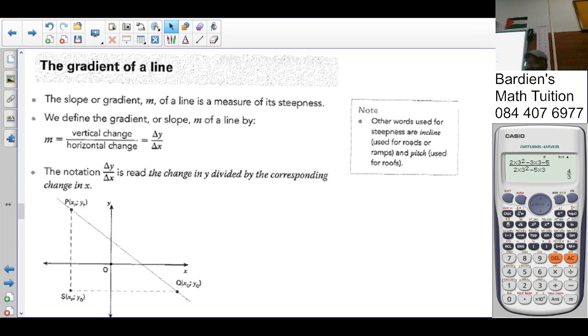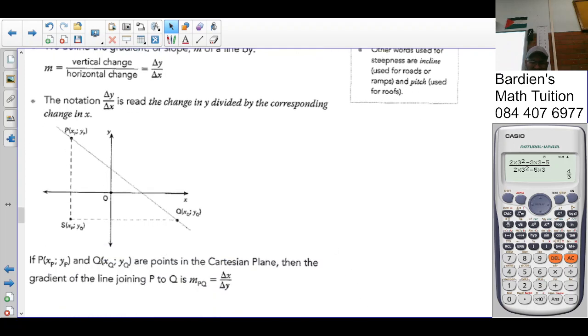Right, people, gradient of a line. This is on page 253. Let's just check here. Delta y over delta x. Delta x over delta y. That's a mistake here. Just checking your text.